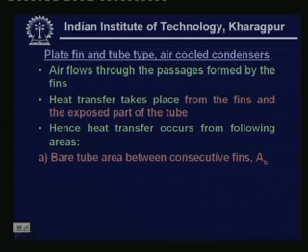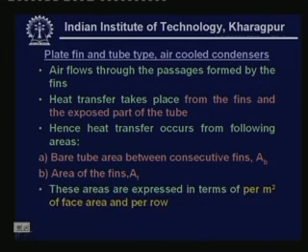Heat transfer takes place from the bare tube area between consecutive fins, and this area is called A subscript B, and heat transfer also takes place from the area of the fins, A subscript F. And these areas are expressed in terms of per meter square of face area and per row. Okay, so for our example, the units are meter square per meter square of face area per row.